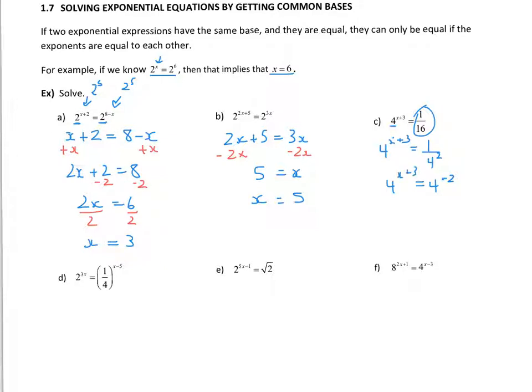So I can say the exponents have to equal each other. x plus 3 would have to equal negative 2. And when I solve that for x by subtracting 3 from both sides, I get x equals negative 5.